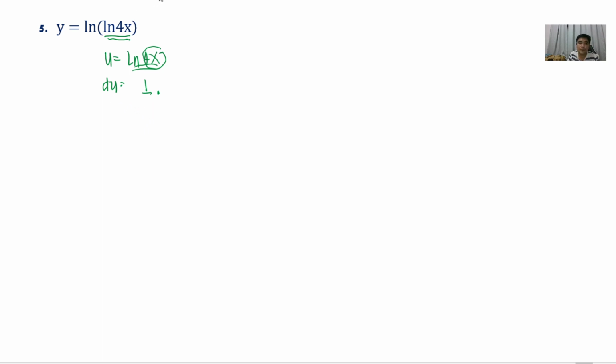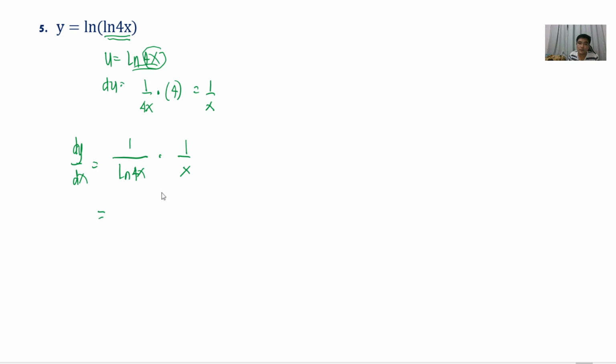That is 1 all over 4x. And then derivative ni u, that is 4. So that is equal to 1 all over x. Diba? So, ln of 4x, ang u mo dyan is ln of 4x. So, magiging derivative of y with respect to x now is 1 all over u, that is ln of 4x. Okay? Times derivative ng u with respect to x is 1 all over x. Okay? So, that is 1 all over x.